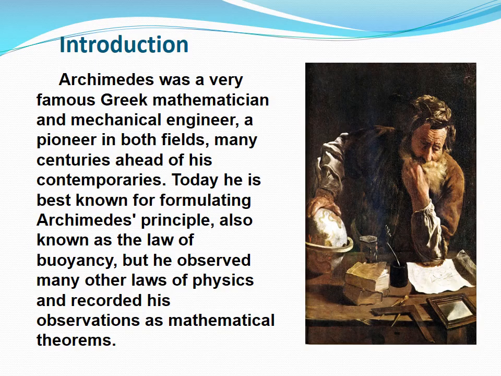Archimedes was a very famous Greek mathematician and mechanical engineer, a pioneer in both fields, many centuries ahead of his contemporaries. Today, he is best known for formulating Archimedes' principle, also known as the law of buoyancy. But he observed many other laws of physics and regarded his observations as mathematical theorems.